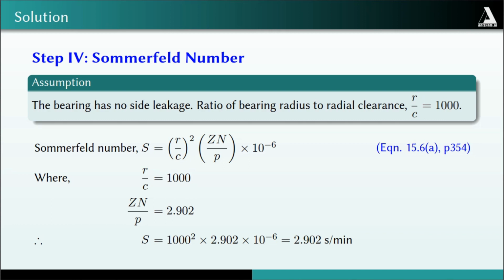This relation is given as equation 15.6a in page number 354. Here we assumed R by C as 1000 and we obtained Zn by P as 2.902 in one of the previous steps. So substituting the values, we obtain capital S, that is the Sommerfeld number, as 2.902 seconds per minute.